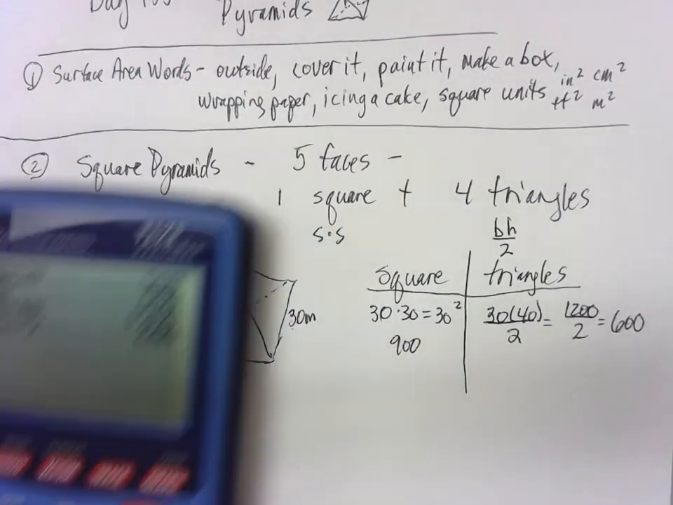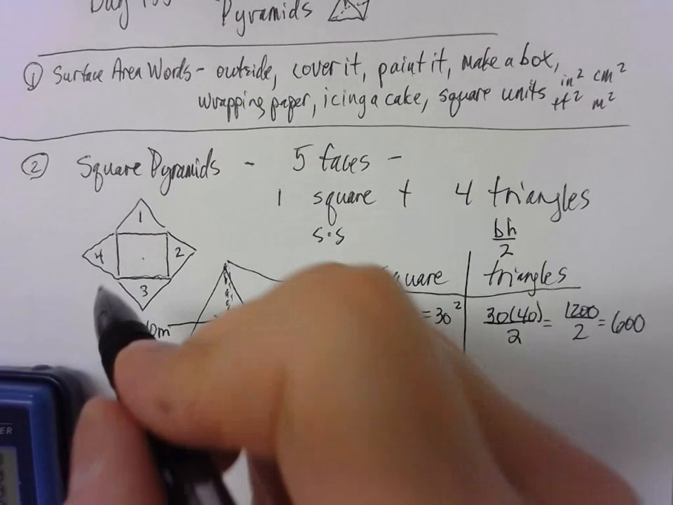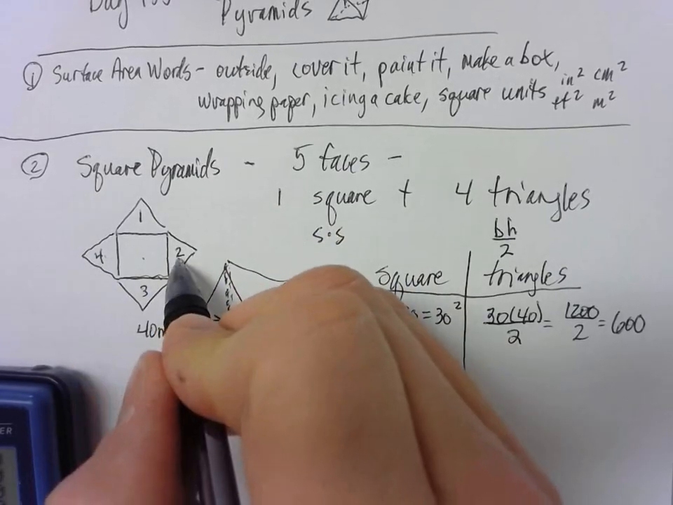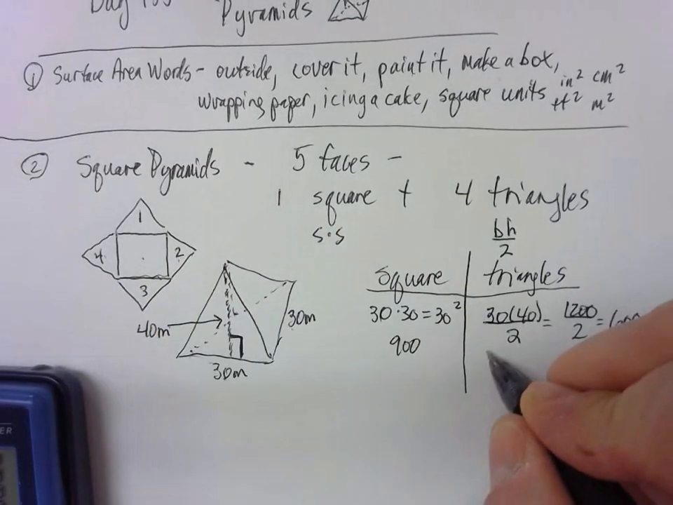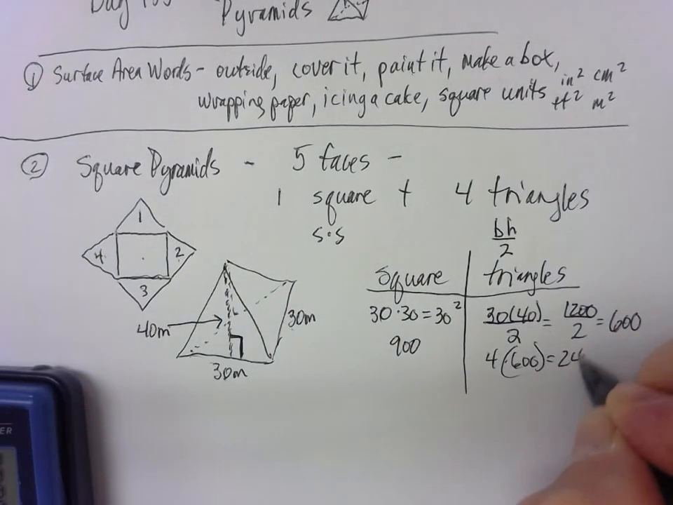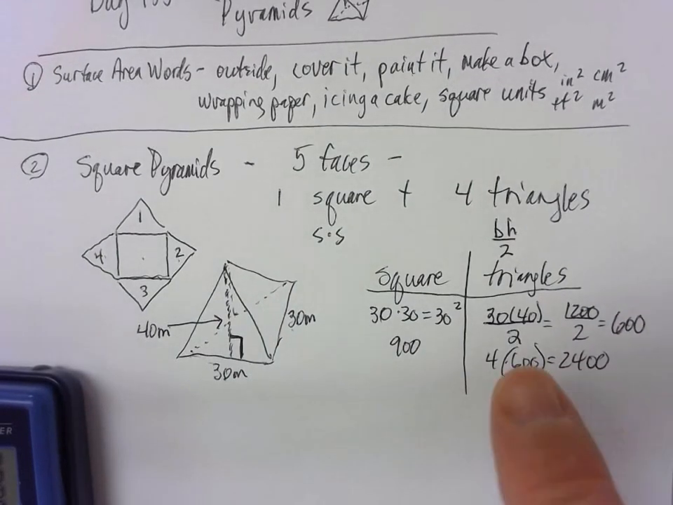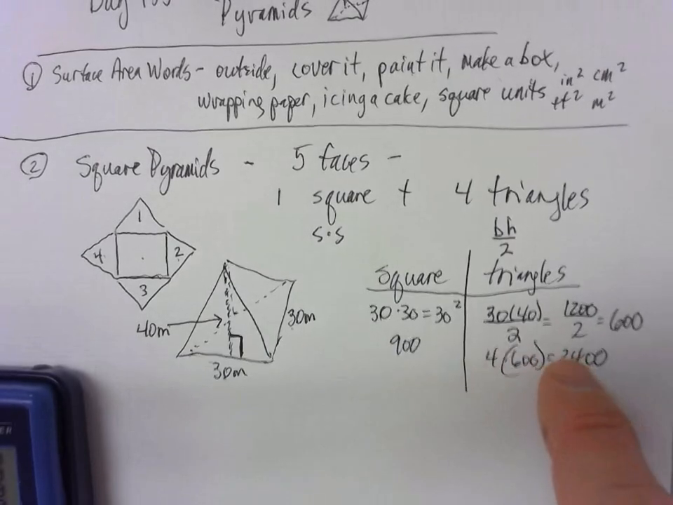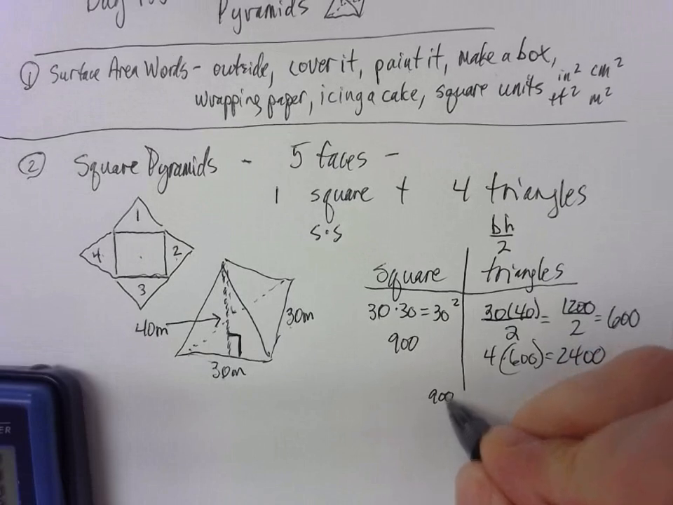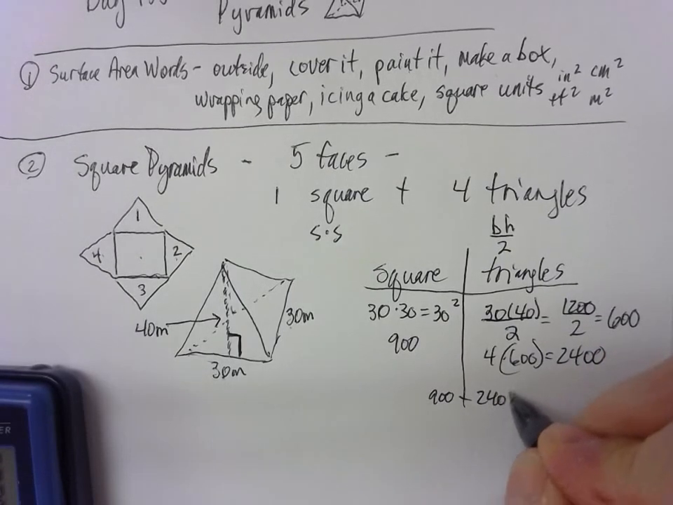All right, and how many of those do I have? How many triangular sides are there? 1, 2, 3, 4. Okay, so that's 600, 600, 600, 600. So 600 times 4, or 4 times 600, is 2,400. So now I'm going to add the triangles and the squares together. So that's 900 plus 2,400, and that's simple enough.